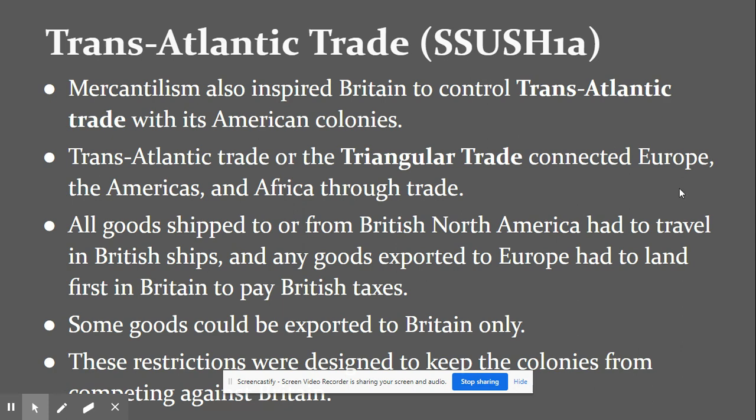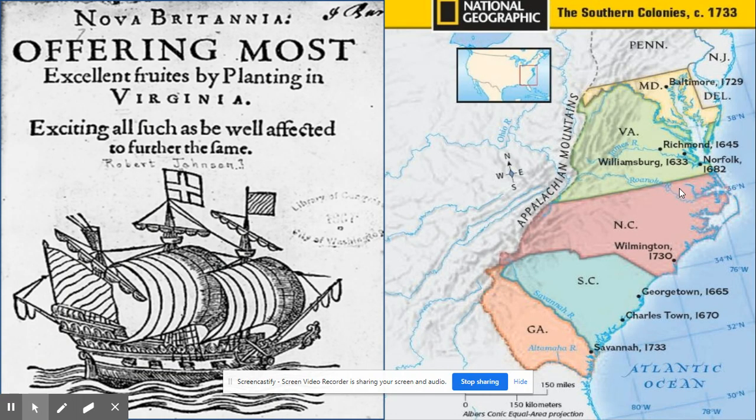Some goods can be exported to Britain only, meaning that if they are grown, the only purpose that they have is to go straight to Britain. They're not to be taken to the Americas. They're not to be taken to Africa. They're to be taken directly to England. So these restrictions were designed to keep the colonies from competing against Britain, meaning they couldn't have a capitalistic society, meaning they couldn't sell their own stuff. They couldn't make their own stuff and charge their own price for it. They had to do it in accordance with whatever Great Britain told them they had to do.